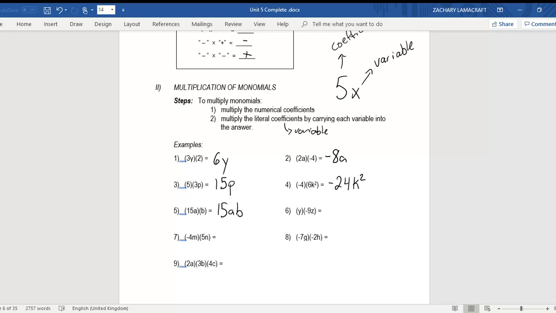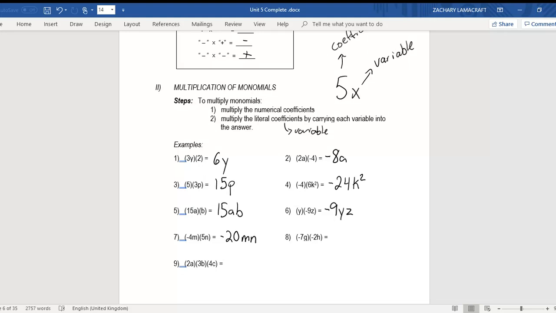So in this case, we have y times negative 9z. So we have negative 9 because it's by itself, and that's its numerical coefficient. Then we have y times z, and that would just be yz. For the next one here, we have negative 4m times 5n. So we deal with the numbers first. Negative 4 times 5 being negative 20. And m times n, well, they're not the same, so it just ends up being mn.